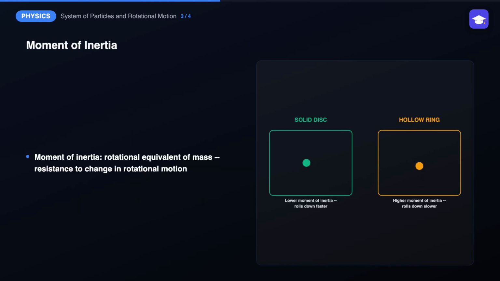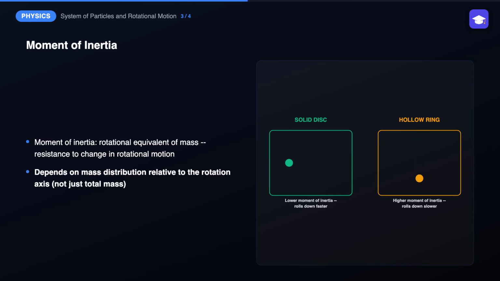Moment of inertia is the rotational equivalent of mass. It's a genuine measure of an object's resistance to any change in its rotational motion, exactly analogous to how ordinary mass measures resistance to changes in linear translational motion. Critically, unlike ordinary mass, moment of inertia depends not just on how much mass an object has, but also very significantly on precisely how that mass is spatially distributed relative to the specific rotation axis being considered.